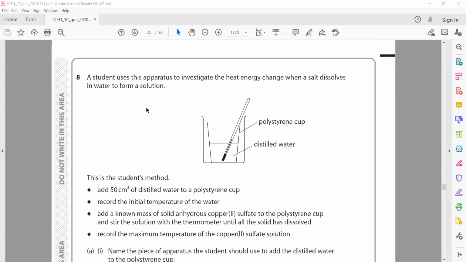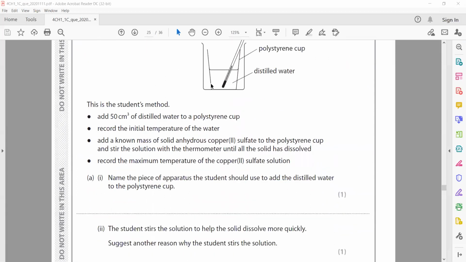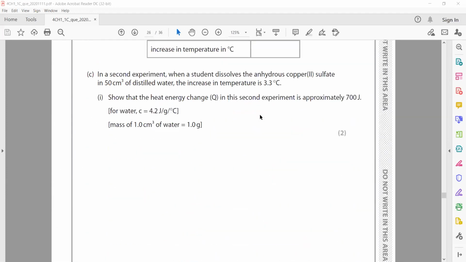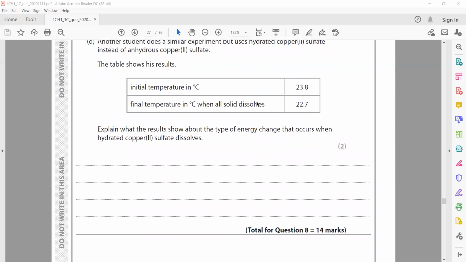A student uses this apparatus to investigate the heat energy change when a salt is dissolved. This part, the formula part, you're taking in physics, not in chemistry, but they are taking enthalpy change as well.